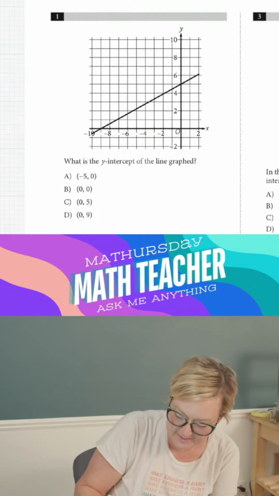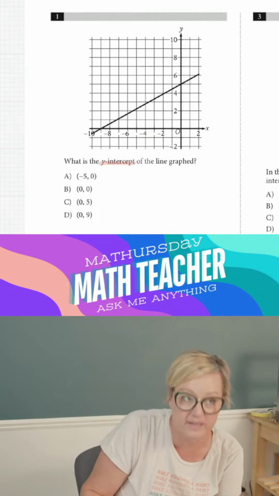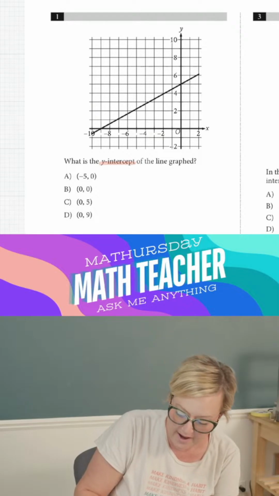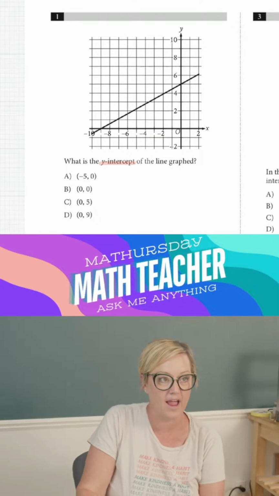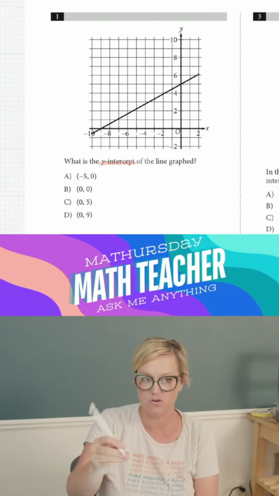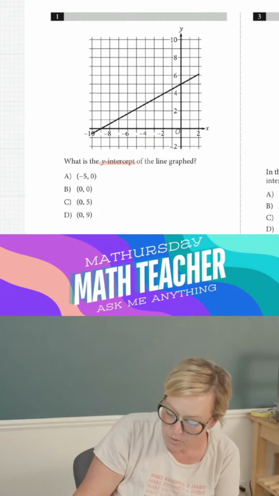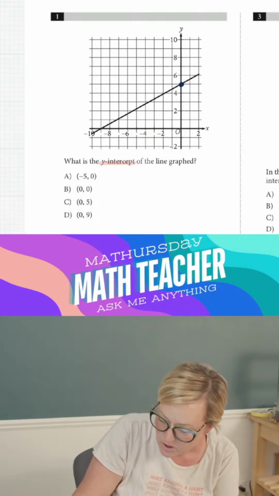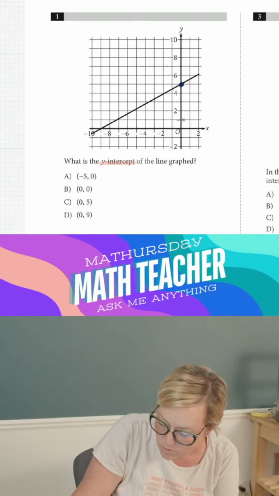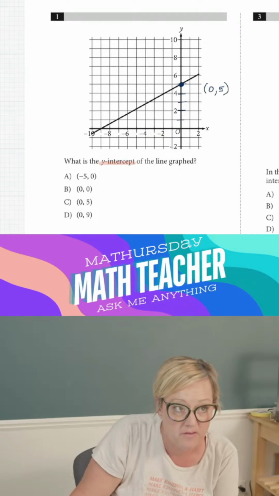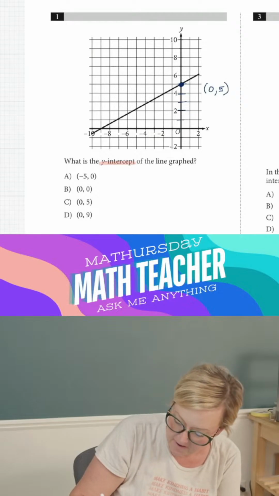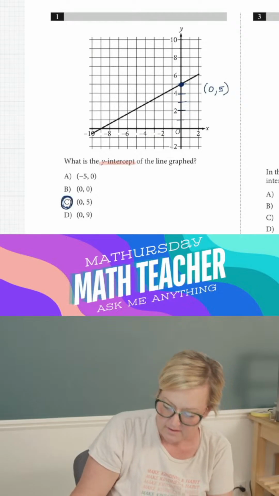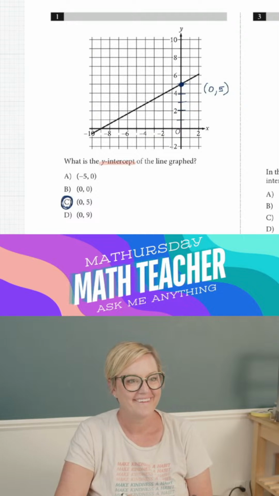All right, so once again, the y-intercept is always going to be the y-intercept, right? The y-intercept is where we cross the y-axis. The y-axis is the vertical line, okay? So we've got this point right here is my y-intercept, which is, let's see, 1, 2, 3, 4, 5. So it's (0, 5), okay? So then I find my answer right here. Okay, there you go.